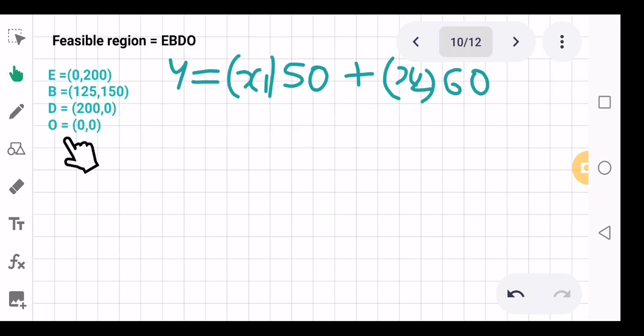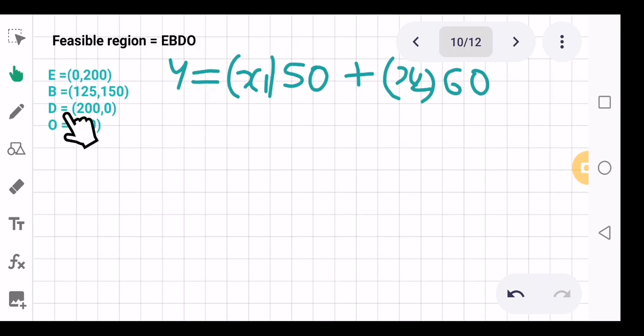If I replace x1 by 0 and x2 by 0, your profit will be 0, right? This represents x1 and the second numeral represents your x2. So if I put it in the equation, 0 into 50 plus 0 into 60, it will be 0. So it's 0 profit. Similarly, if you put x1 as 0 and x2 as 200, then it will be 200 into 60 will be y.